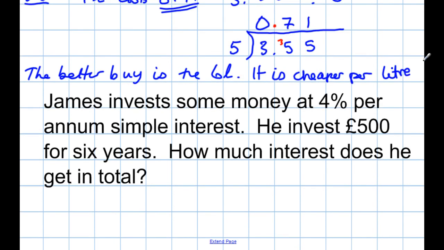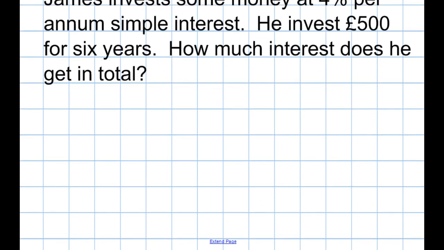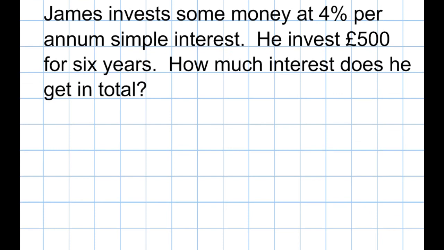Now the last one, you'll be relieved to hear, is we're going to look at simple interest. Again, a contextual problem where we have to use our arithmetic. James invests some money at 4% per annum simple interest. He invests £500 for 6 years. How much interest does he get in total? What's all this about? Well, when you lend money, you invest it, you get interest on it. You get a payment for having lent it, and it's based normally as a percentage. In this instance, it's 4% per annum. Per annum means for each year. So he gets 4% for each year.